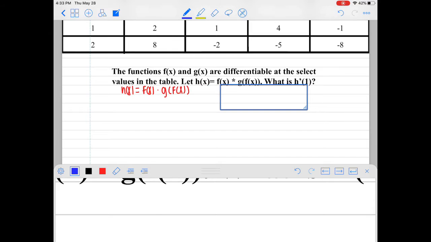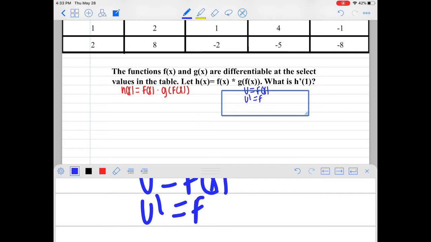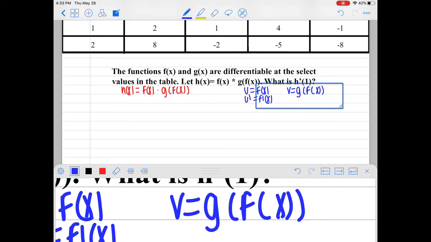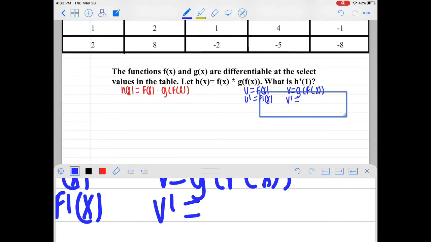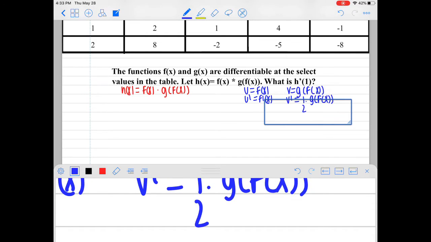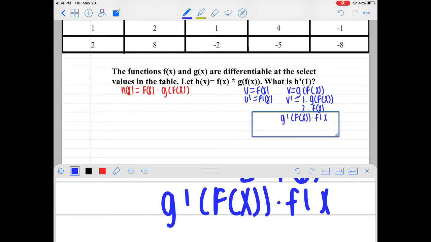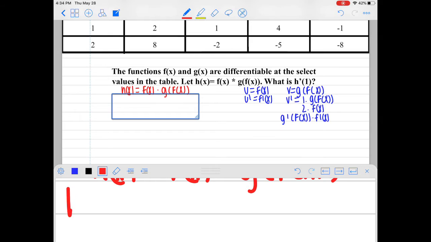We're going to write out the first function, which is f of x, and find the derivative, which is f prime of x. And then for the second part, we're going to be utilizing the chain rule in order to find the derivative. So we are going to write out the first function, which is g of f of x, and then the inner function is going to be f of x, and then find the derivative of both, which is going to give us g prime f of x times f prime of x, and that is going to be the derivative of our second function.